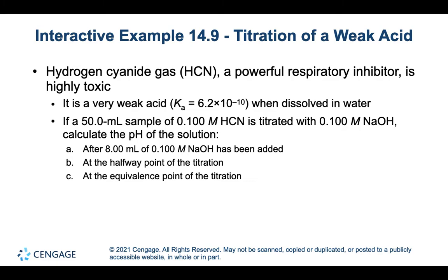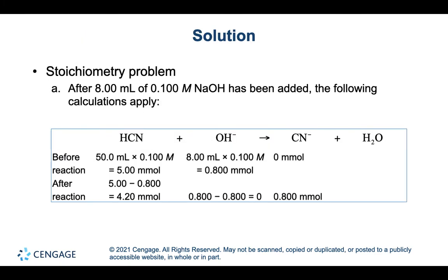Now, they could have had us calculate the pH before any NaOH was added, in which case we would have just done an ice table problem with the 50 milliliter sample of 0.1 molar HCN. But for the 8 milliliters added, remember 50 milliliters of 0.1 molar would be 5 millimoles. 8 milliliters of 0.1 molar would be 0.8 millimoles of strong base. So we have 5 millimoles of HCN and 0.8 millimoles of OH minus.